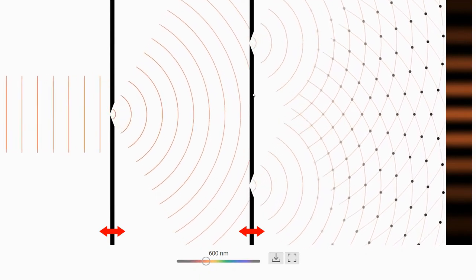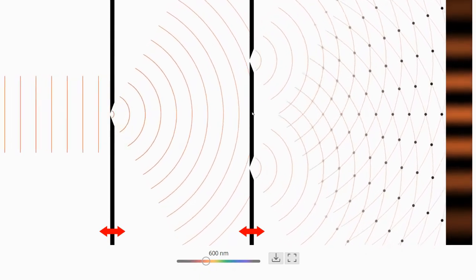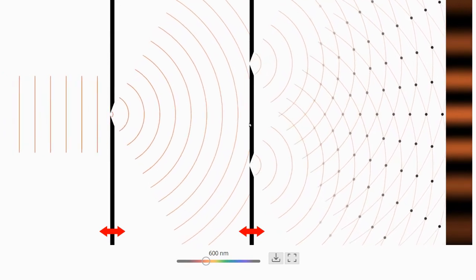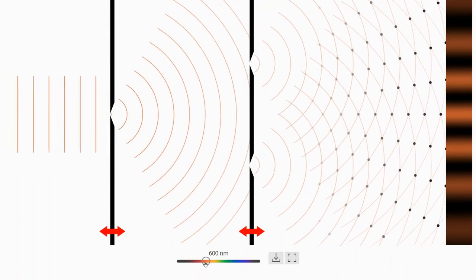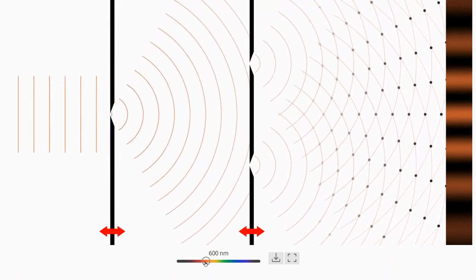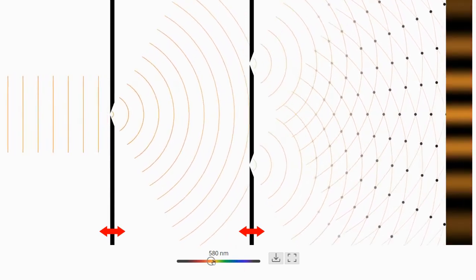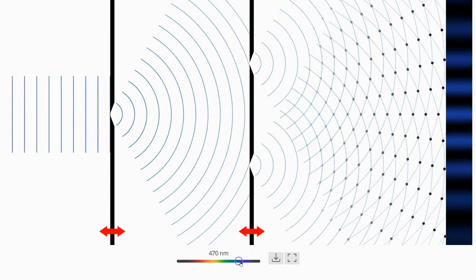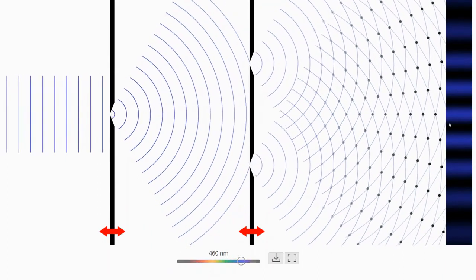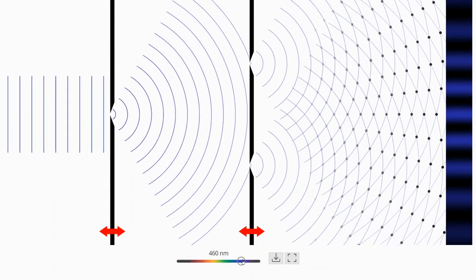Okay. One last thing I want to show you is what happens if we change the wavelength of the light, the frequency of the light. Right now we have red light and it's 600 nanometers. If I increase its frequency, I have to decrease the wavelength. What's happening? You can see how they changed? They got closer together.